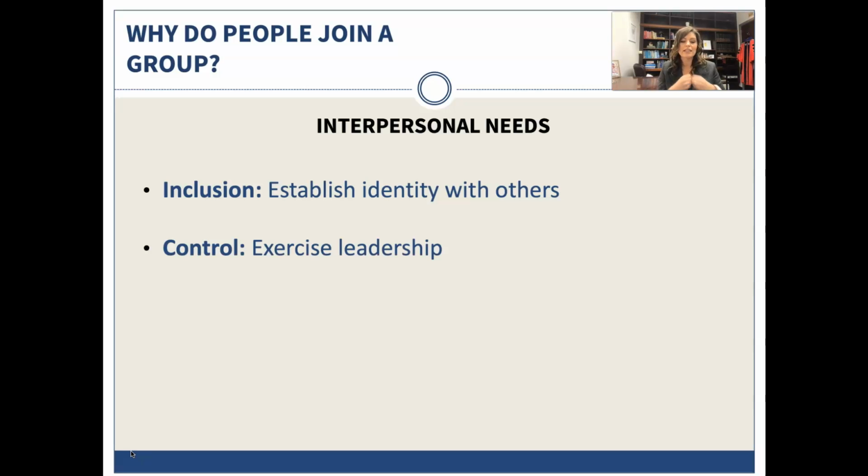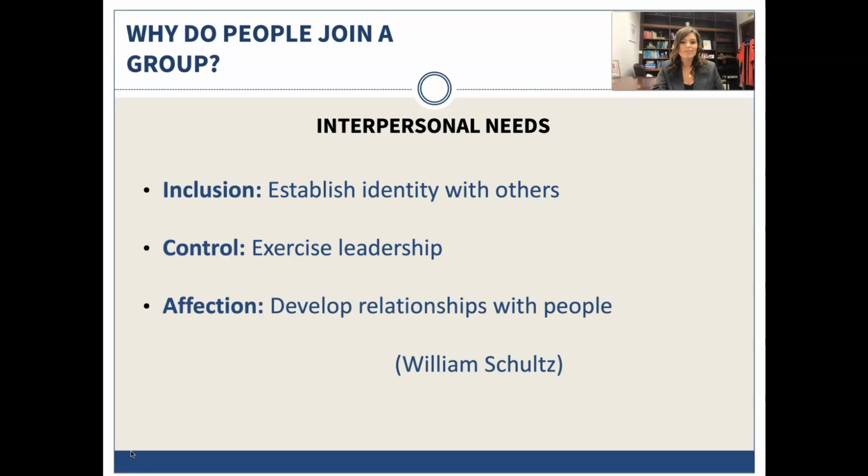Also, control, the need to exercise leadership, the need to prove one's abilities. Sometimes people join a group because they want to be a leader, and not control in a negative sense at all, but just to flex those muscles of learning how to organize and get a group together and again accomplish that goal. And affection. We need relationships with people. We need friendship. We need that sense of collegiality. And you know, if you've got a work group that's really tight, when everyone is not just getting along, but really syncing up with one another and seeing one another and working well together, it's a great feeling.